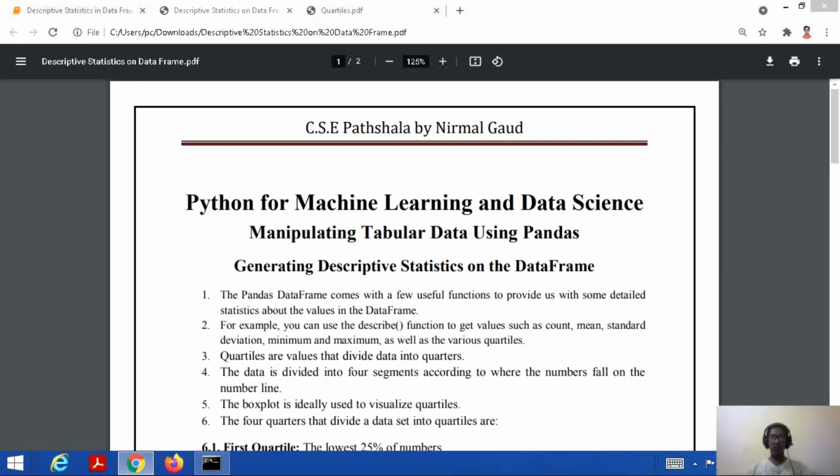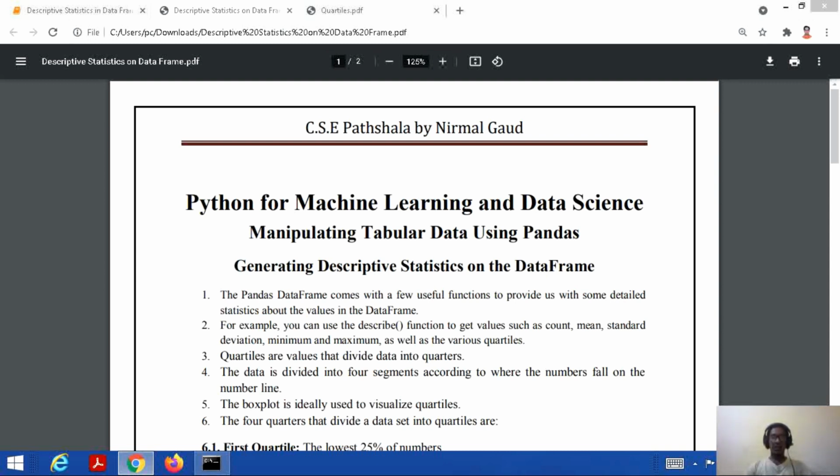We were studying Python for machine learning and data science, and in this tutorial we will study generating descriptive statistics on the data frame. The Pandas data frame comes with a few useful functions to provide us with some detailed statistics about the values in the data frame. So if we are looking to perform some statistical operations, Pandas consists of predefined functions with the help of which we can perform these operations.